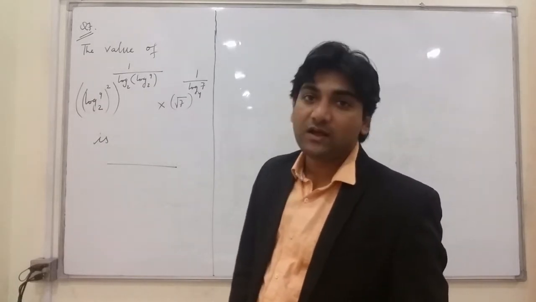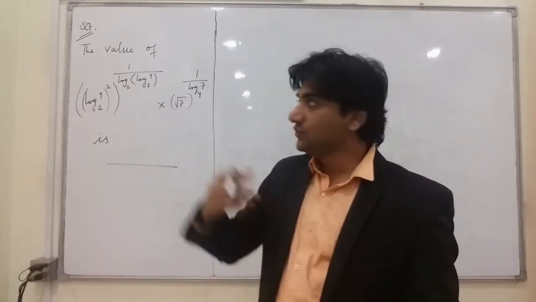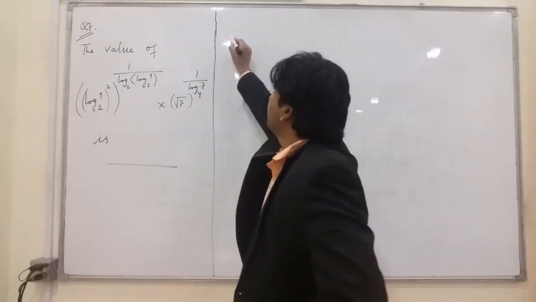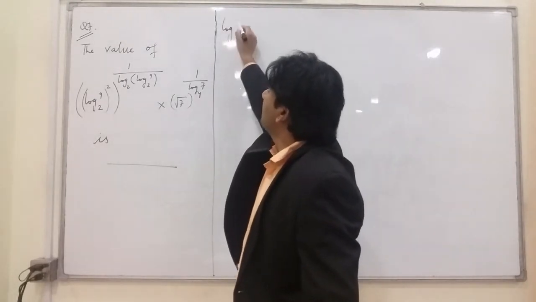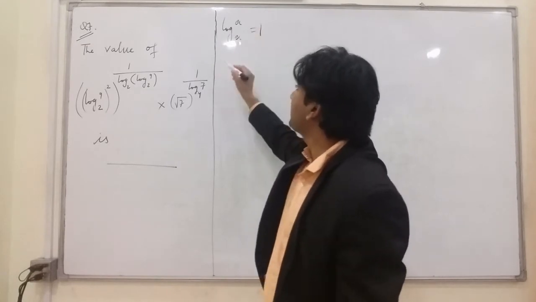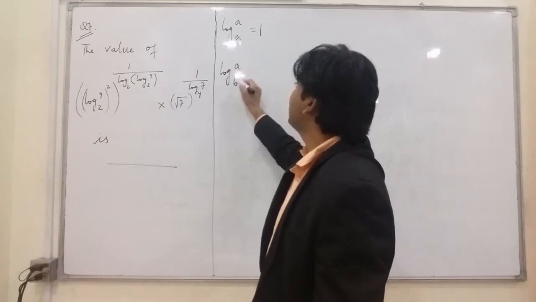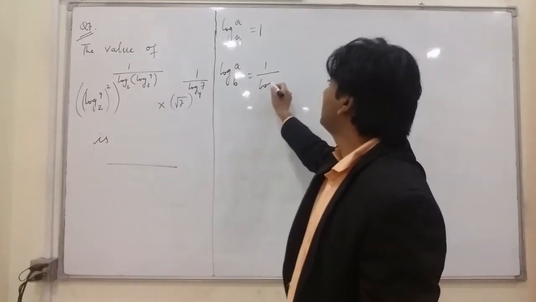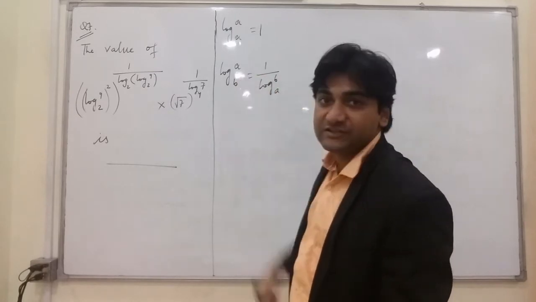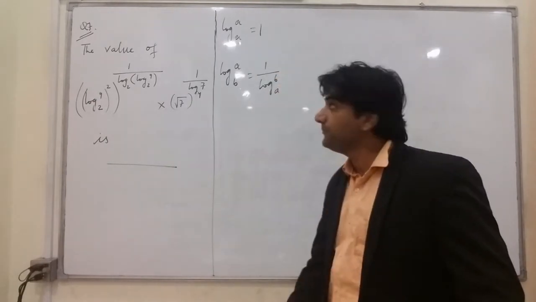So first of all, I would like to explain those properties which I am going to use in this question. First of all, we know log A base A equals 1. Second, we know log of A base B is 1 over log of B base A. You can swap A and B, but you have to write in division form.